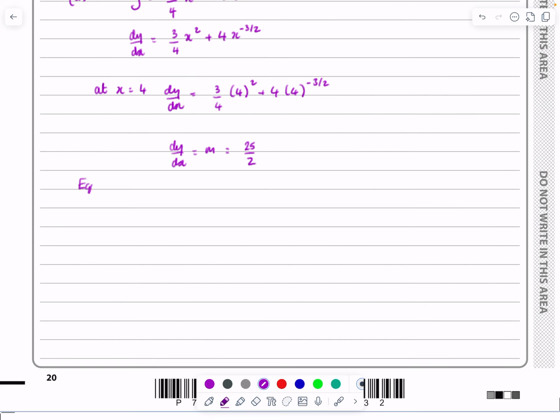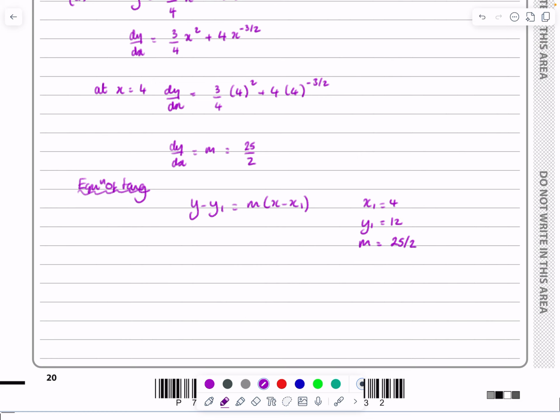And then we're going to be trying to find the equation of a tangent. So equation of a tangent, the equation of any straight line is y minus y1 is equal to m times x minus x1. And here we know all of those three things. x1 was equal to 4, y1 was equal to 12. They told me the coordinate. And m is the gradient at x equals 4. So that's the last value that we just worked out, 25/2.